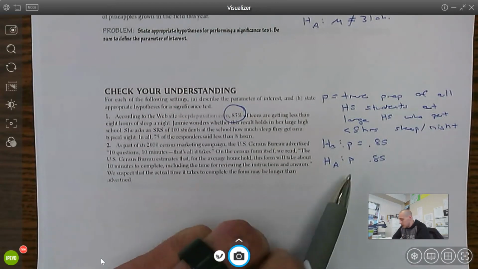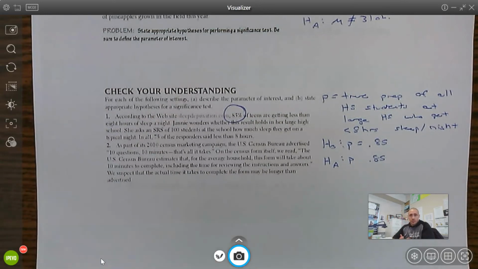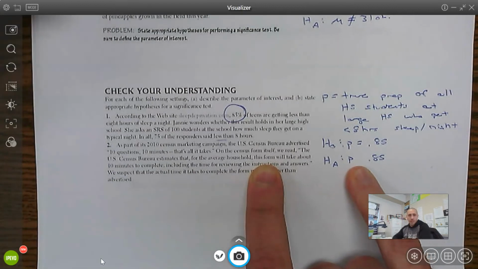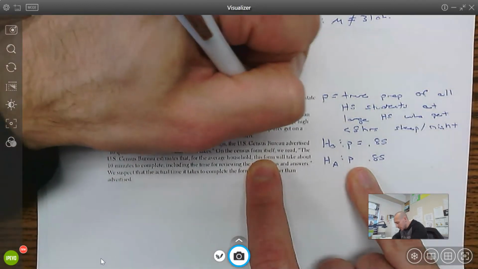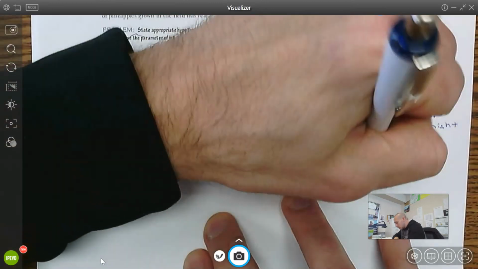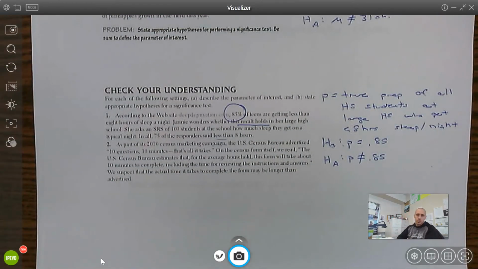The alternative, p is either greater than, less than, or not equal to. This is a little confusing because it's like, oh, less than 8 hours. At first I was thinking less than, maybe you were too. She just wants to know, does the result hold? So if it doesn't, that means it's higher or lower. So again, this is an example of a two-tailed test, not equal to. That means it could have increased or decreased.